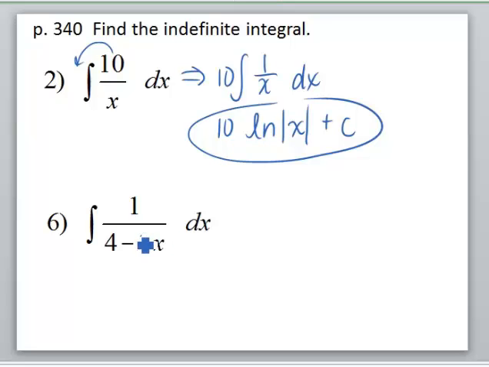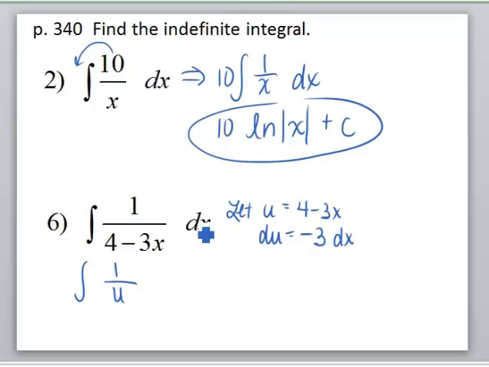This one is going to require me, because if I write this as 4 minus 3x to the negative first power, it's not possible to do, so I need to go ahead and make a u statement out of this. So I'm going to let u equal 4 minus 3x. So that means my du is equal to negative 3 dx. Now I'll go ahead and rewrite this integral in terms of u. So I've got 1 over u. I only need the dx part, so I need to solve for dx and put the negative 1/3 on the other side. So that means I need to add in here a negative 1/3 du.